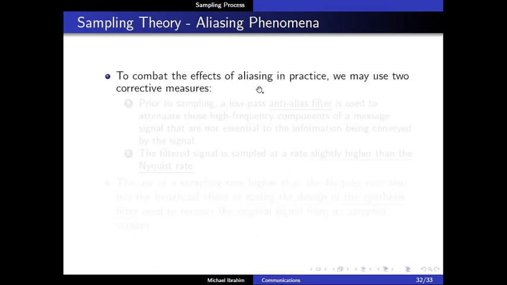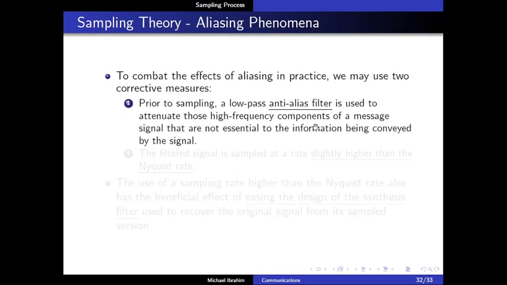To combat the effect of aliasing, we need to use two corrective measures. One, before sampling, we need to use a low-pass filter, called an anti-aliasing filter, to limit the bandwidth of the signal. If the signal is not strictly band limited and the spectrum is decaying gradually, we need to put a low-pass filter to force the signal to have a zero spectrum outside a certain band. And then we can sample the signal.